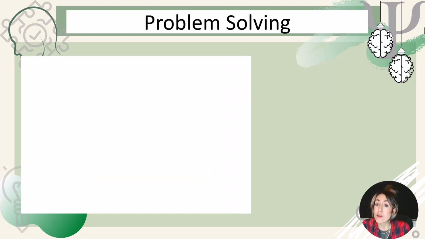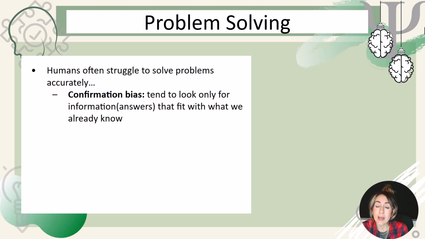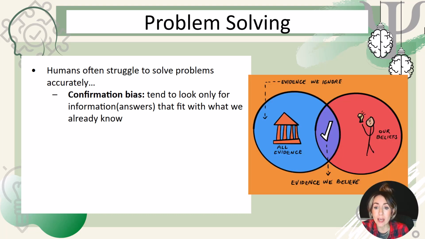Okay, so those are the ways that we solve problems. Now I want to spend a little bit of time talking about things that get in our way when we try to solve problems. We often struggle to accurately solve a problem, right? We can't come up with the right solution, or we don't know which solution to pick. And one of the biggest issues that we have, and this is not a new concept, but it relates back here, is confirmation bias, right? As human beings, we tend to only look for information that fits with what we already know.